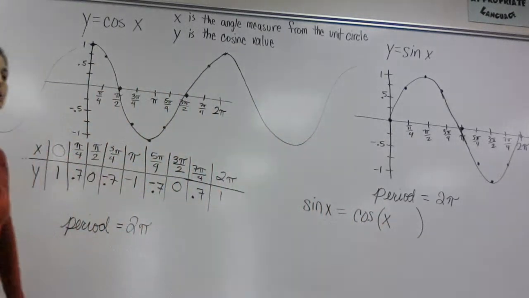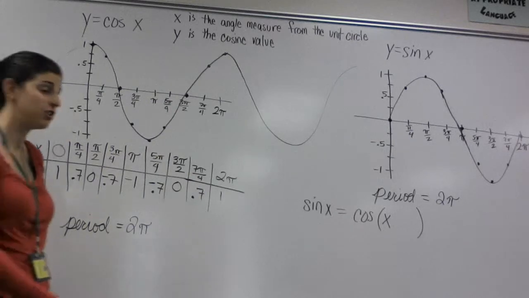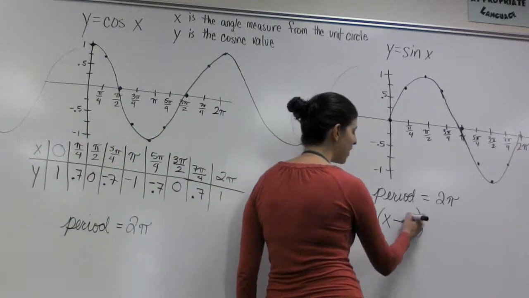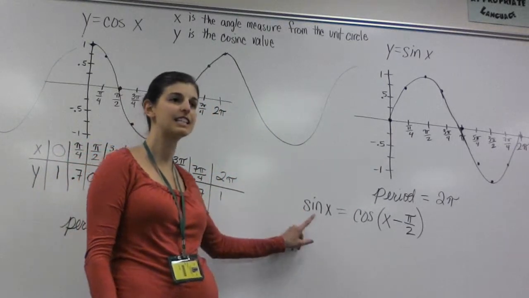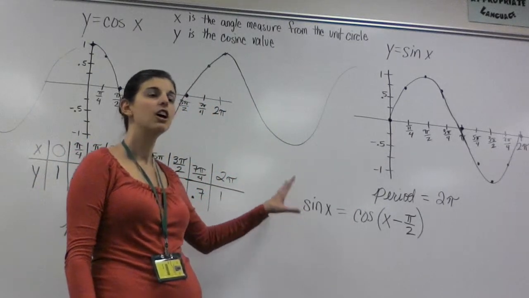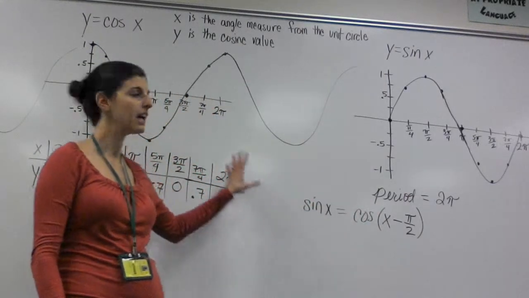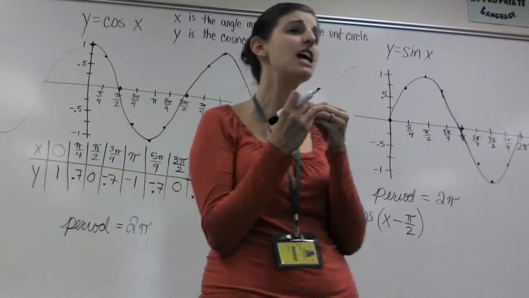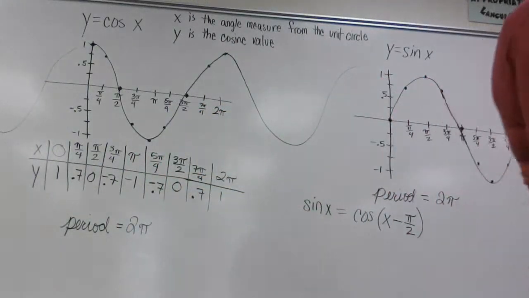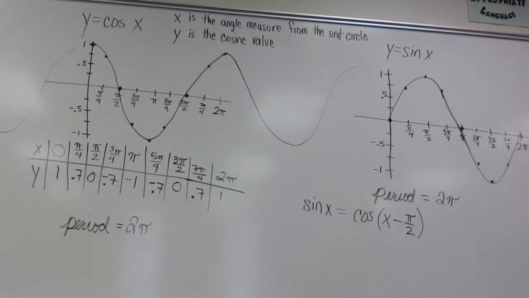Does anybody remember how to shift to the right? How do you shift a function to the right? Subtract. Subtract pi over 2. So we're going to subtract pi over 2 from x to shift to the right. And this is just an extension for today. This is not even totally part of what we were trying to get to today. Everything we were trying to get to today is on the board. But sine and cosine have the same type of shape. The only difference is that the sine value has been shifted to the right pi over 2 units.